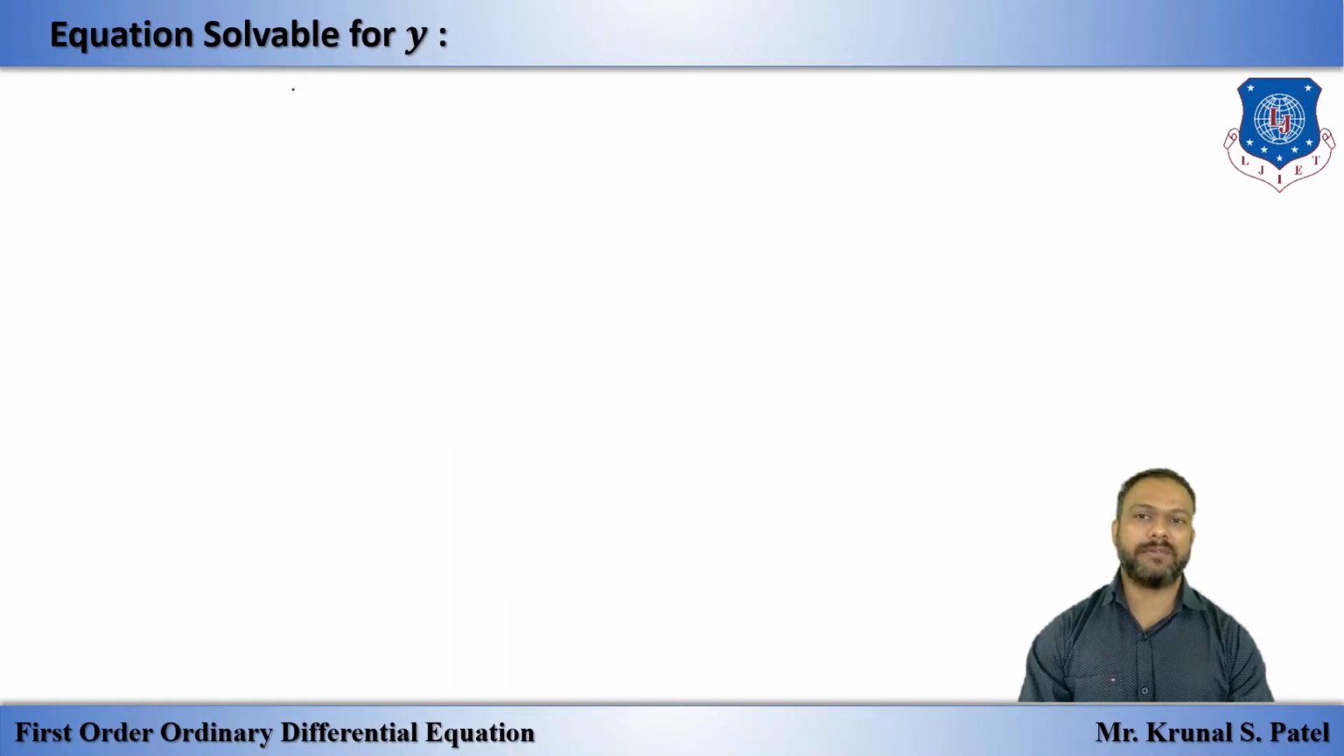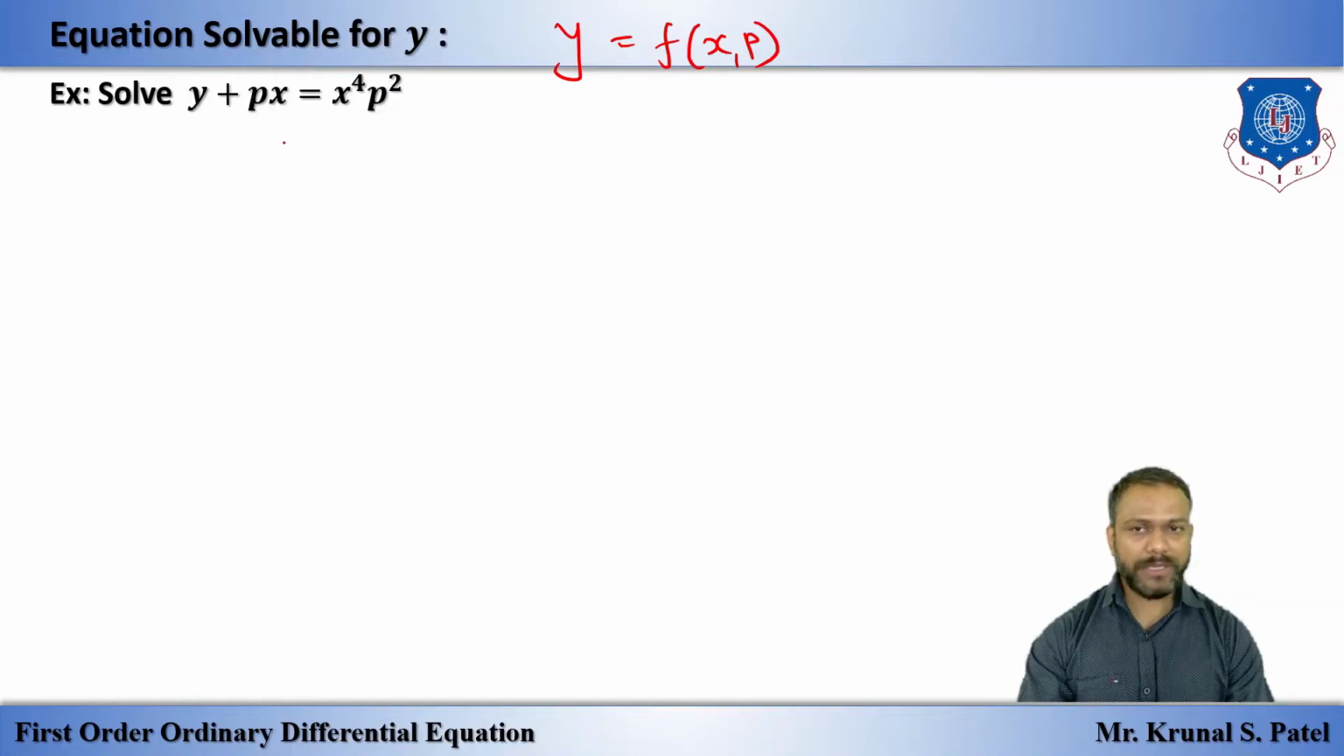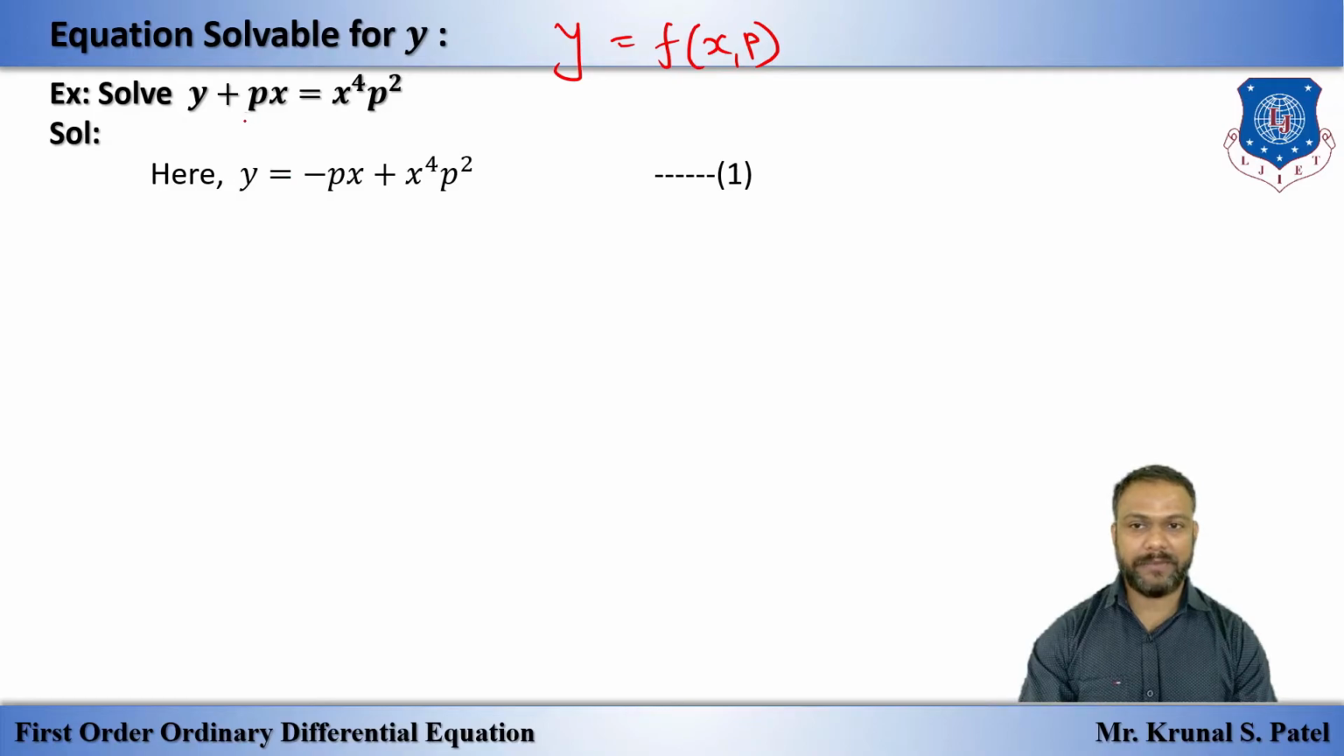Now, in the same way, the second method is equation solvable for y. So in this method, we have to make y the subject, in terms of, or as a function of, x and p. So let's have a look at an example. Here we have this y, and we'll take p x on the right hand side. So y equals minus px plus x to the 4 plus p square. So we have y as a function of x and p. Here you can see number one.